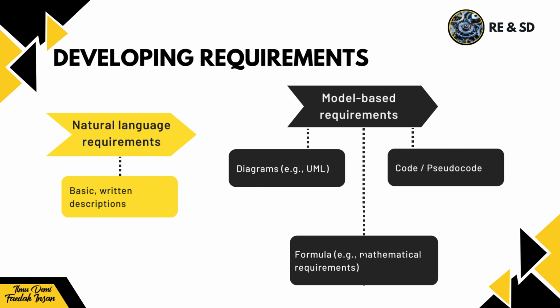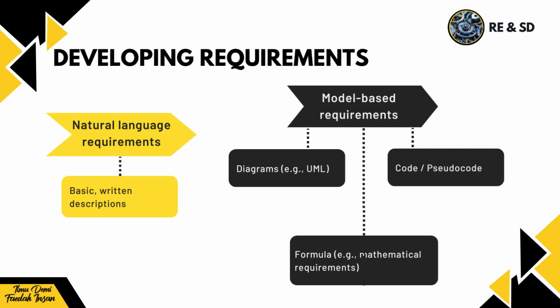So, in short, requirements engineering is about developing requirements, and there are a number of techniques we can use to do that. First, we have natural language requirements, which are straightforward written descriptions expressing stakeholders' needs in everyday language. We can also use something more structured, known as model-based requirements. These include diagrams, mathematical formulas, or even code snippets that serve as early prototypes. You might be familiar with some of these diagrams, such as those used in UML, Unified Modeling Language. As for the formulas, they provide a mathematical representation, which is much more precise.